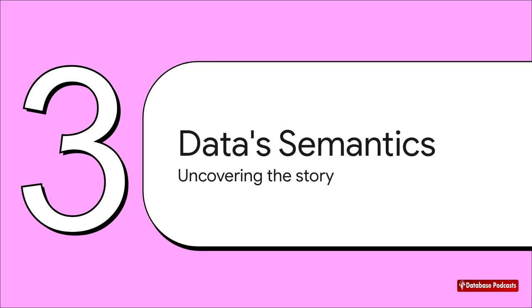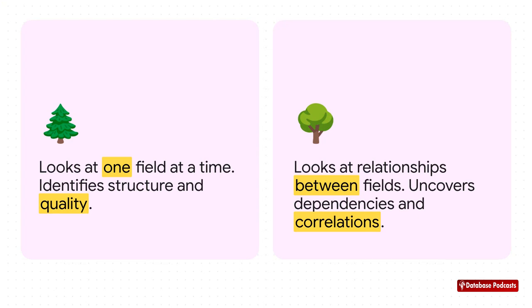So now we know the basics of each individual column, but how do we figure out how all these ingredients actually work together in the recipe? This is where we have to go a level deeper, moving from syntax to semantics. And this brings us to a really important distinction. See, if syntactic profiling is like checking the health of each individual tree, semantic profiling is about stepping back and seeing the entire forest. We're not just looking at single fields anymore. We're asking, how does this field relate to that one? We're uncovering the dependencies and correlations that tell the real story hidden in the data.